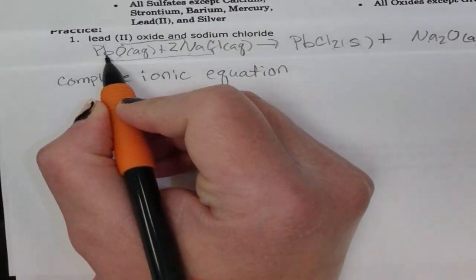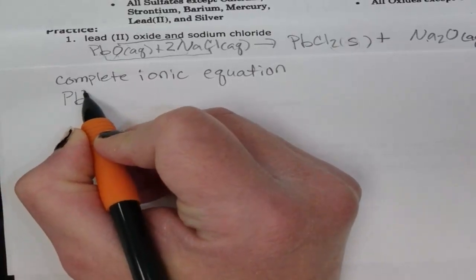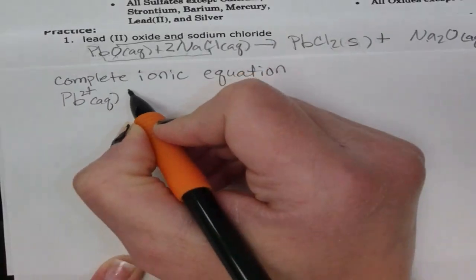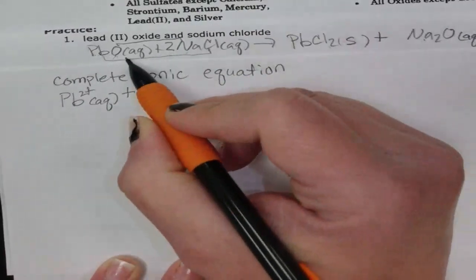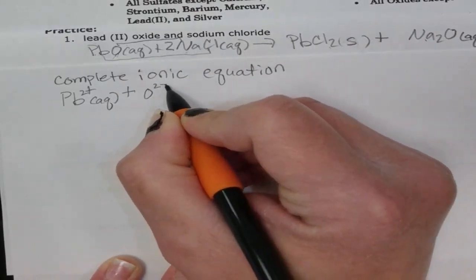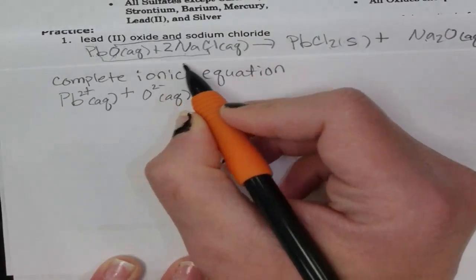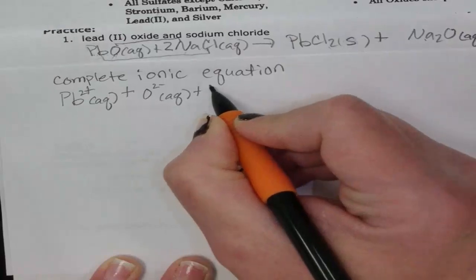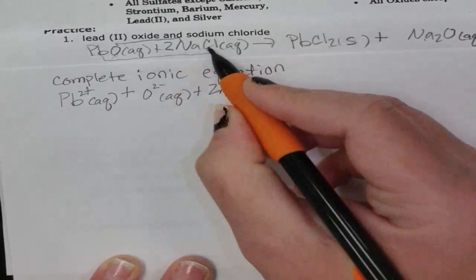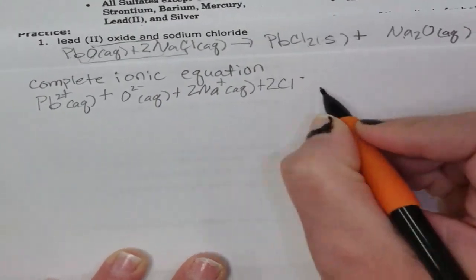So I have lead 2, and how many leads do I have? 1. AQ to show that it's in this ion form in the aqueous form. Oxygen, there's 1 oxygen, and that is O2 minus. I have 2 sodiums, I have 2 chlorides, yields.